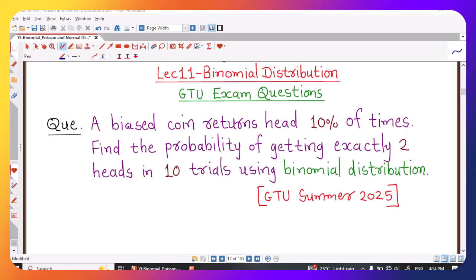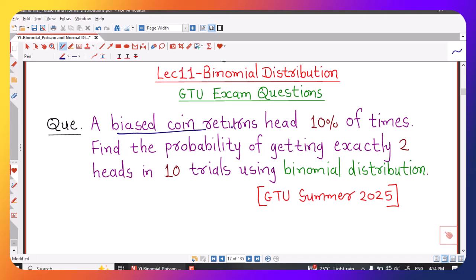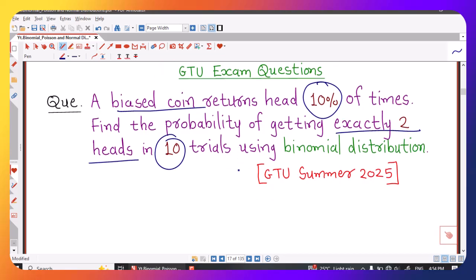So first we understand what is this question. A biased coin returns head 10% of times. Find the probability of getting exactly 2 heads in 10 trials using binomial distribution.